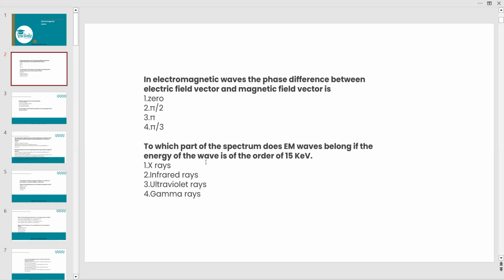Okay, the next question. To which part of the spectrum do EM waves belong if the energy of the wave is of the order of 15 kilo electron volt? So here, the energy they are giving is of the order of 15 kilo electron volt. The options are X-rays, infrared rays, ultraviolet rays, gamma rays. That is X-rays. Option A is the answer here.